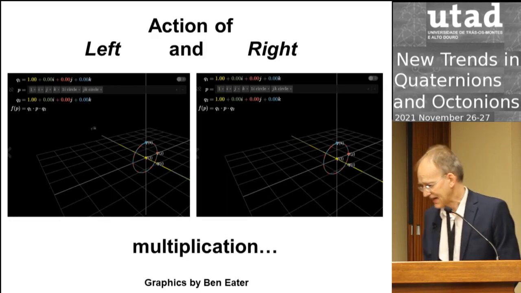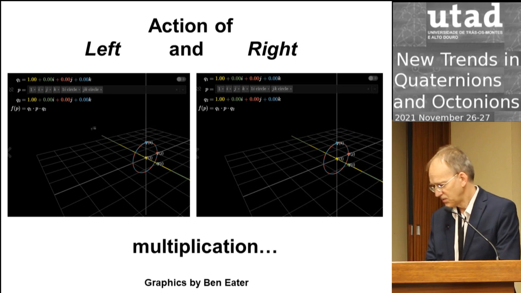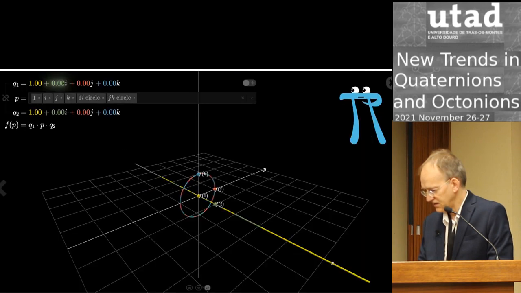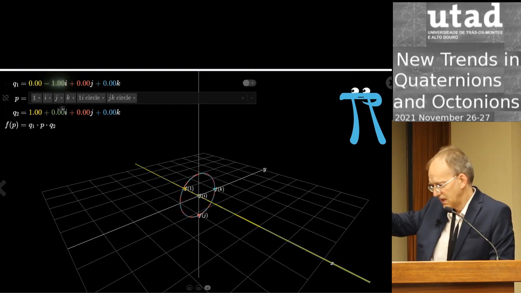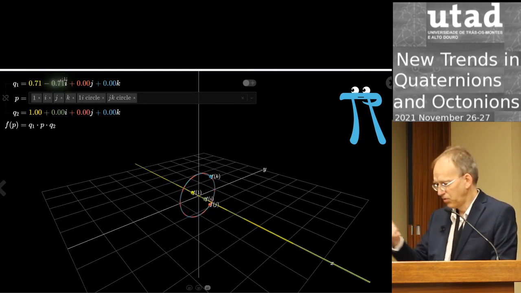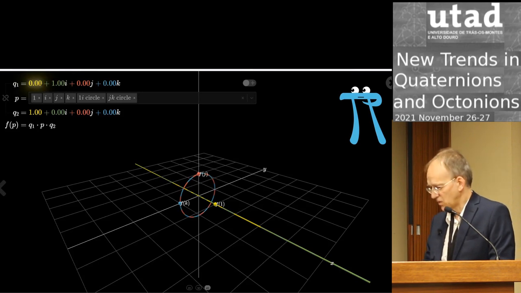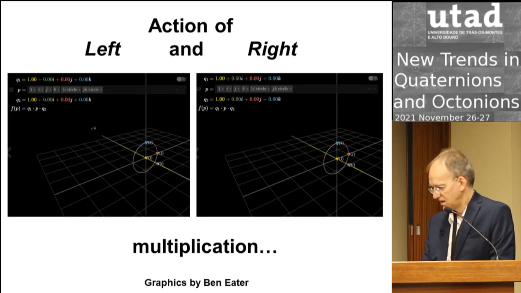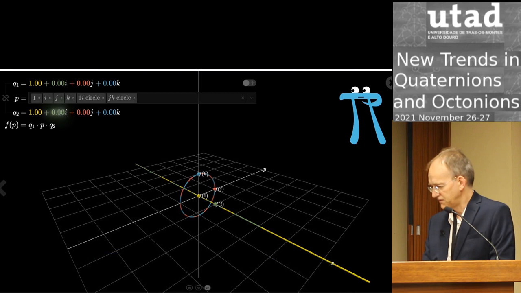So let's have a look at the action of right and left multiplication. And now it becomes interesting, because if you look closely and you do a multiplication first from the left, you see what's happening here. You're pushing the line, the green line, and at the same time there is a right turn in the JK direction. Vice versa, if I pull the line, the rotation is counterclockwise.